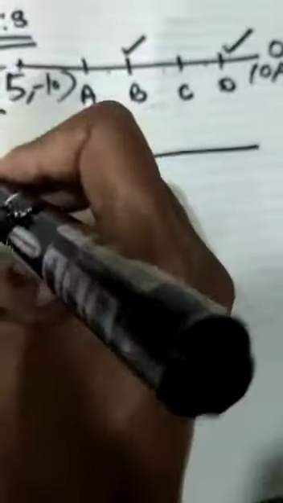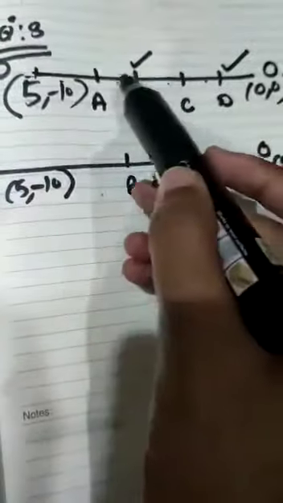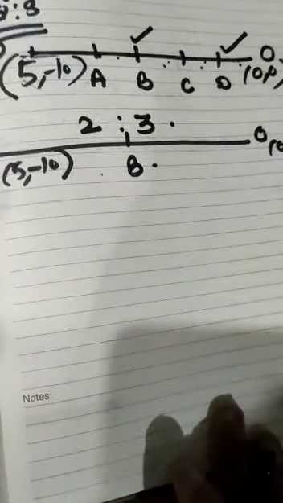Now look, P is given as (5, -10), O is given as (0, 0), and we have to find B. Now for B, first part, second part. It means on this side we have 2 parts, and after B, 1, 2, 3. So we have 3 parts. So the ratio of B is 2:3. Take B as (X, Y). The ratio is given, the points are given, so you can find X and Y easily.